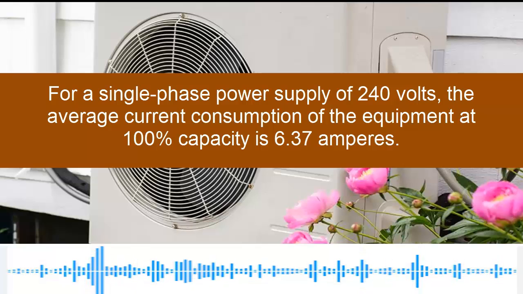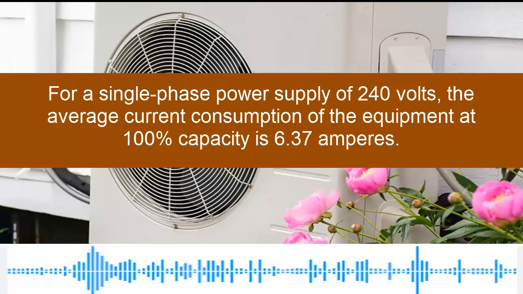For a single-phase power supply of 240 volts, the average current consumption of the equipment at 100% capacity is 637 amperes.